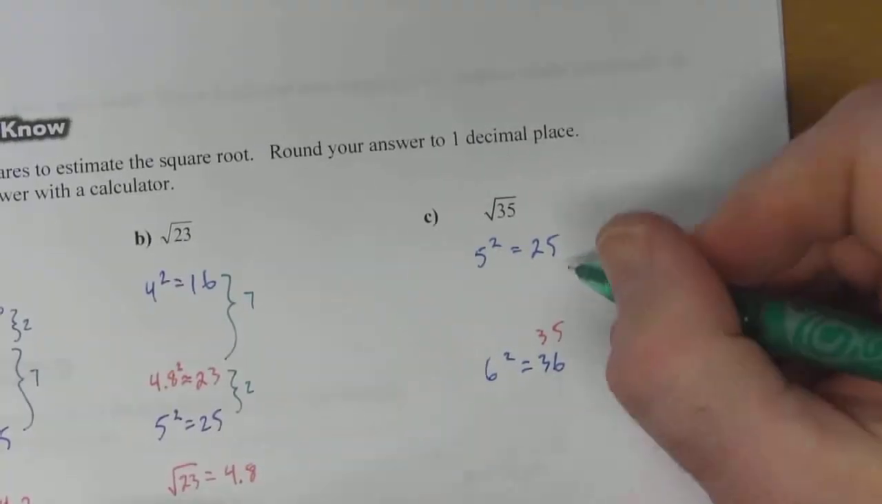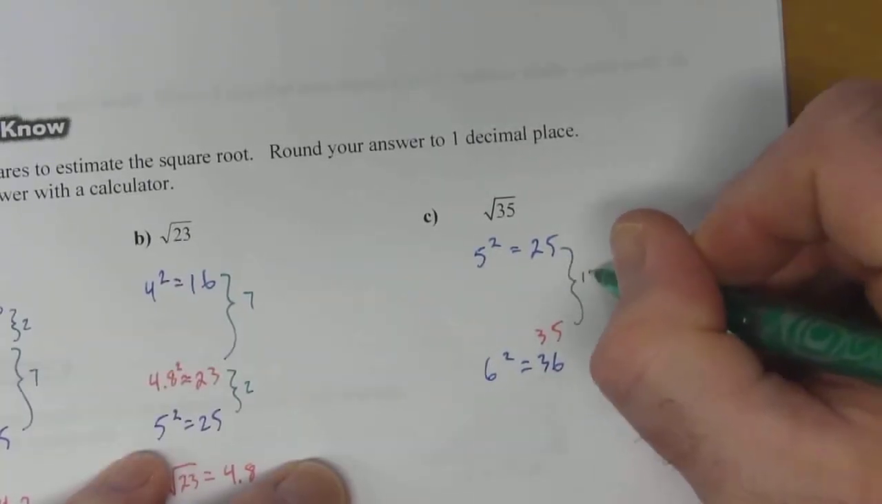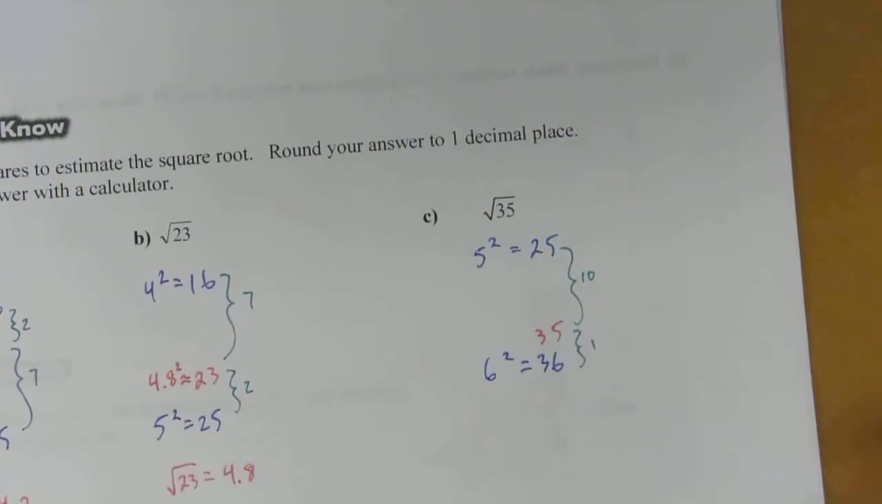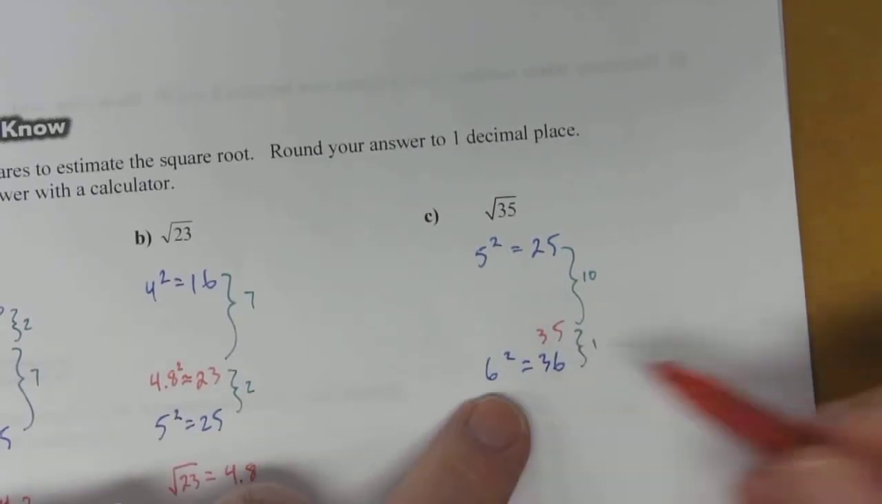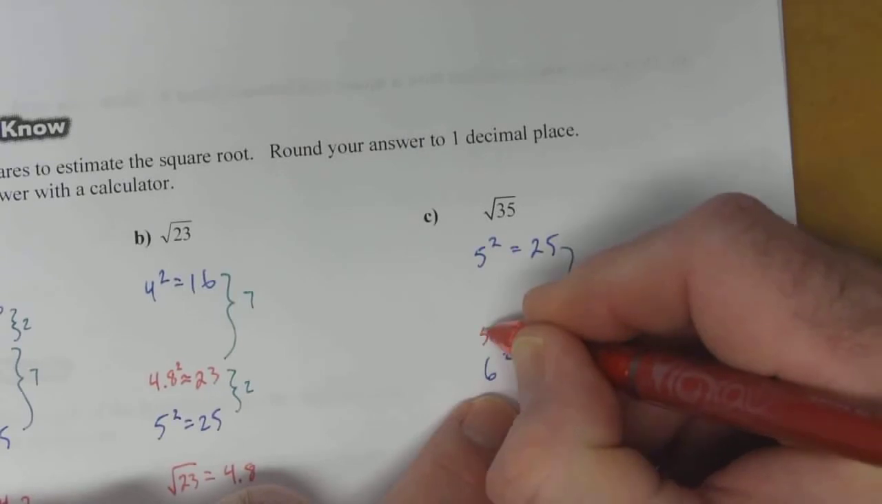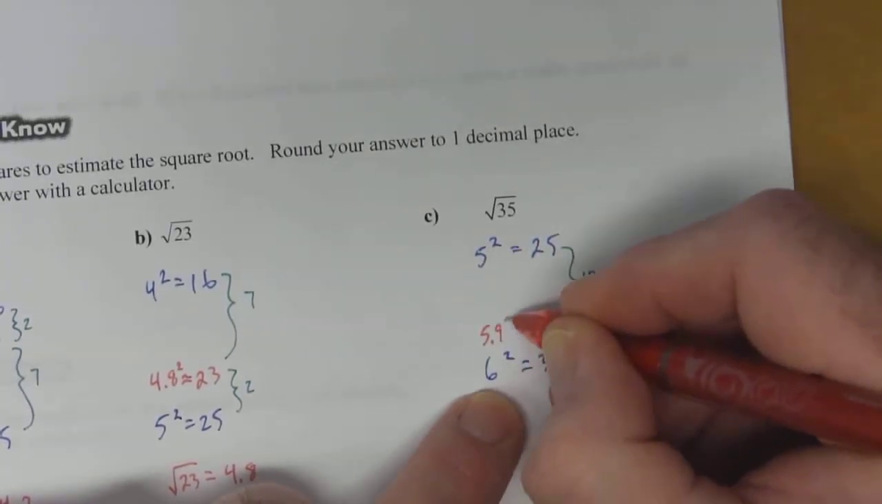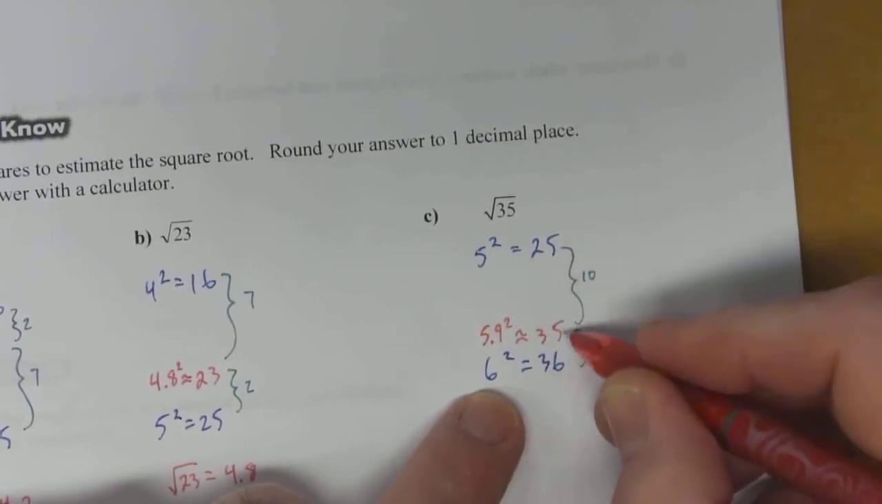Same deal as before. I compared the distances. That one is 10, that one is 1. So it's almost right at 36. So I'm going to estimate that my square root is almost at 6. I'm going to say 5.9 squared is approximately equal to 35.